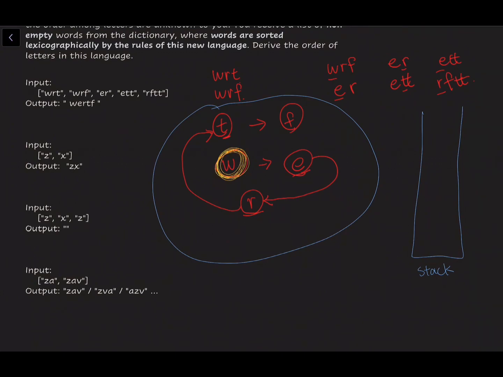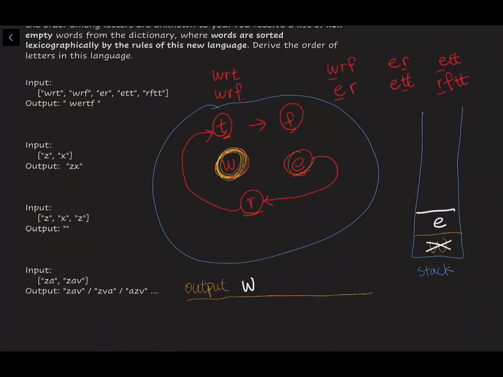This is our starting point, and we put it in our stack, and this is our output. Let's first pop W out of our stack and put it into our output. And let's look at all the outgoing arrows from node W. There's only one, it's this one, and it's pointing to E. Let's remove this arrow, so E doesn't have any incoming arrow, and E becomes the new starting point.